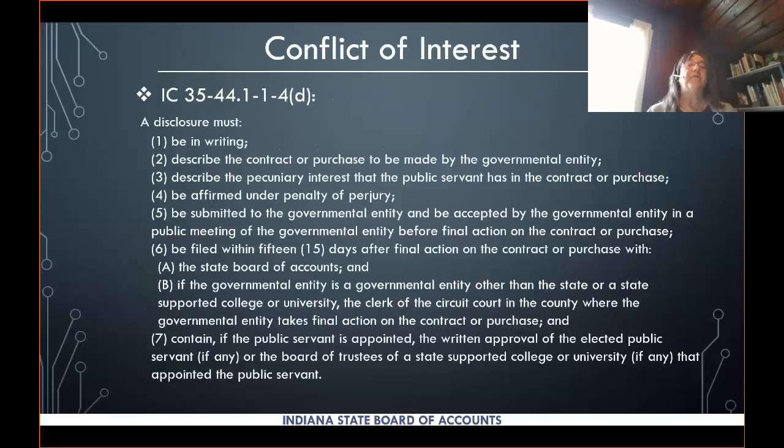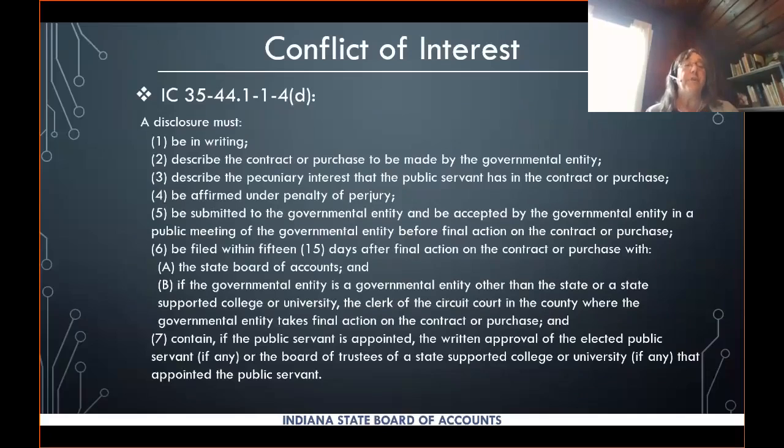So this is subsection D, and it tells you that the disclosure has to be in writing. It has to describe the contract or purchase, that is the interaction between the governmental entity and the public officer who has an interest in it. Describe what that interest is. You own the business, or your wife owns the business, or your husband owns the business.